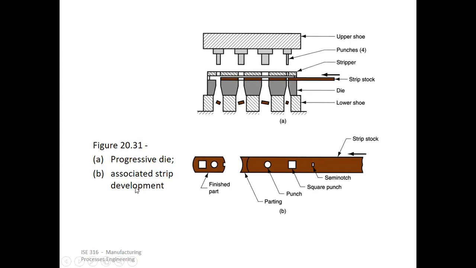As you can see, associated strip development. Firstly, this semi-notch is created, and then the square punch, and then the punch that removes this circular portion, and then parting. Basically, you cut it off. So how do we do this? Here you see a progressive die, in the sense there are four punches, and each punch is responsible for doing a particular task.